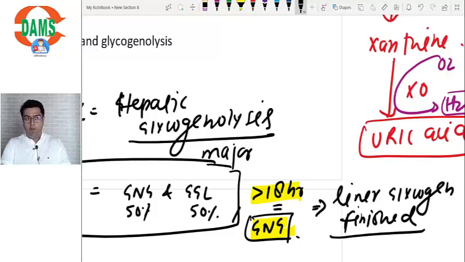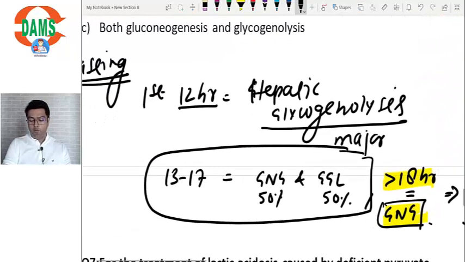If somebody asks, if a person is fasting for more than 24 hours, or 18 hours, what is the major source of blood glucose? You will say gluconeogenesis, and the cells have already started using the ketones. But ketone is still not the major energy source for the brain. The brain can still utilize glucose up to 48 to 72 hours of fasting, that is 2 to 3 days. Glucose is still the major source.